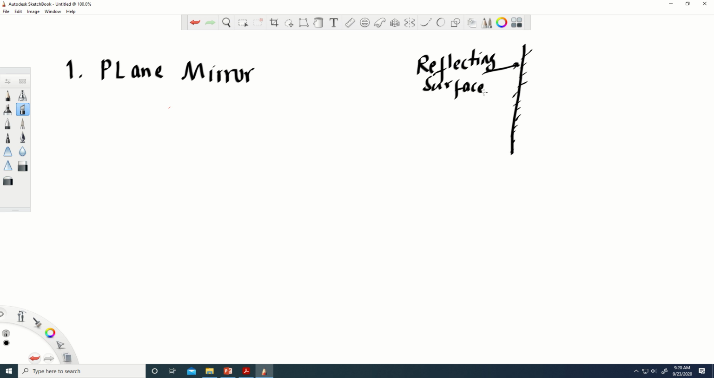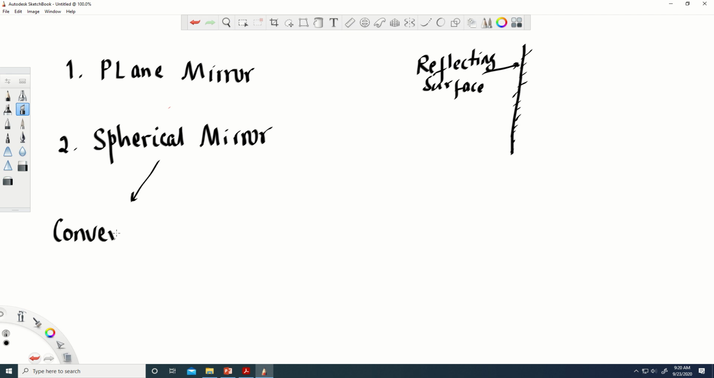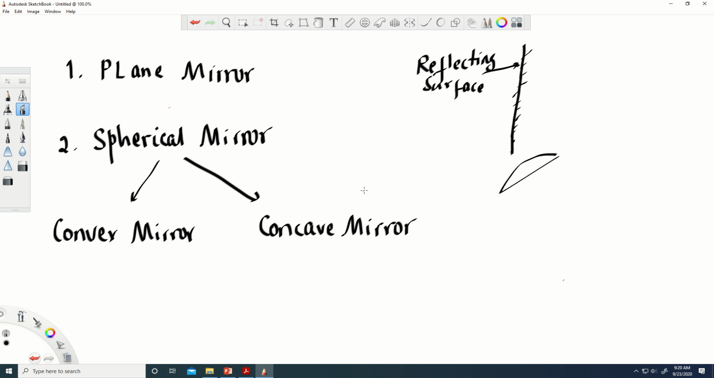And we also have curved mirror or spherical mirror. And there are two types of spherical mirrors. One is convex, and the other one is concave. Okay. So a spherical mirror is basically a part of, we can imagine a spherical mirror to be a part of a sphere.